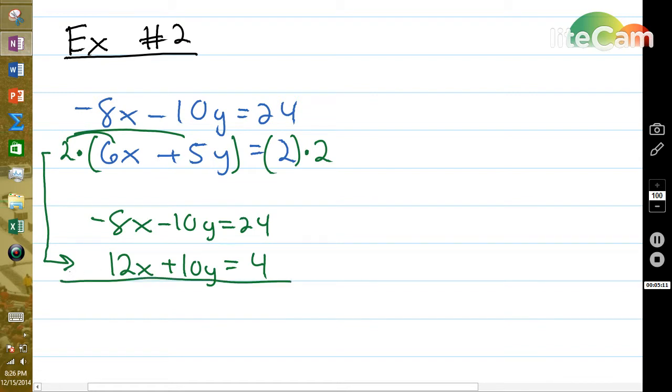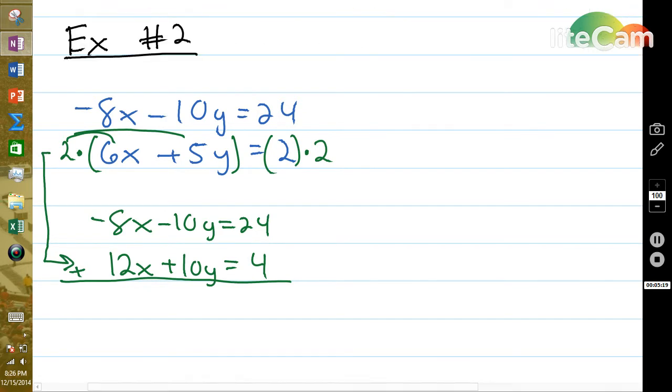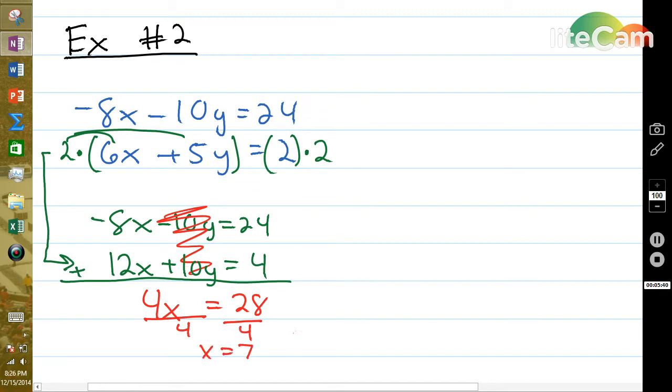So when I add these together, negative 10y and positive 10y will cancel out to 0. I'm just going to draw a squiggly over there to show you that that's now 0. Negative 8x plus 12x is 4x. 24 plus 4 is 28. This is a one step: divide both sides by 4, and x is going to be equal to 7.